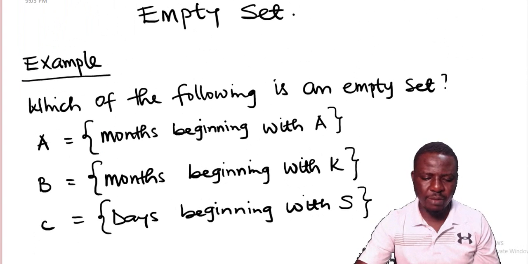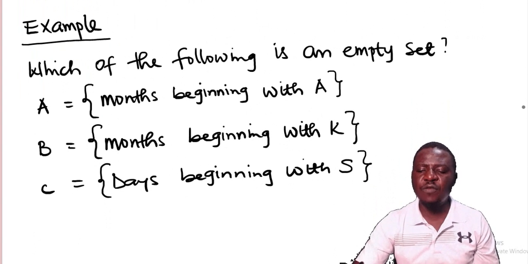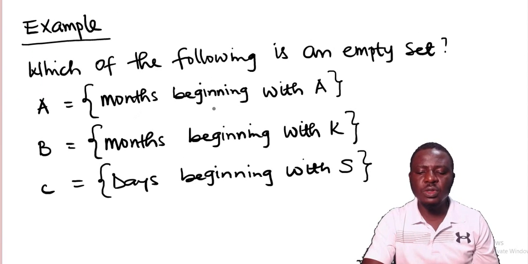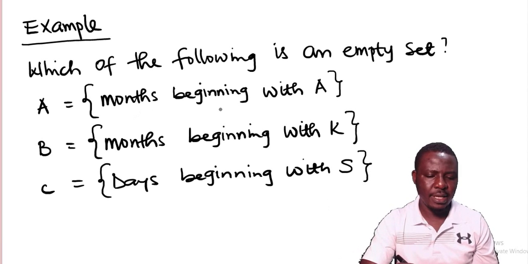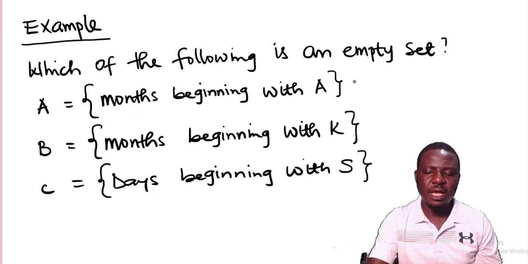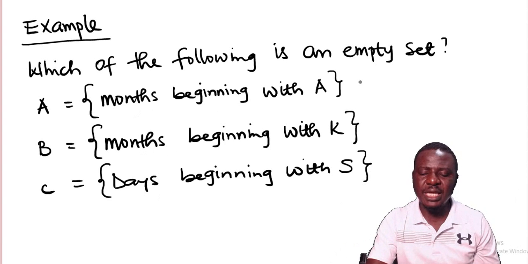Let's take examples on empty set. Which of the following is an empty set? A, months beginning with A. B, months beginning with K. C, days beginning with S.